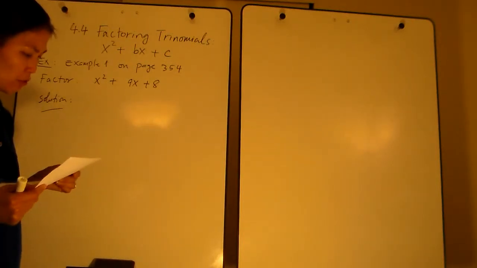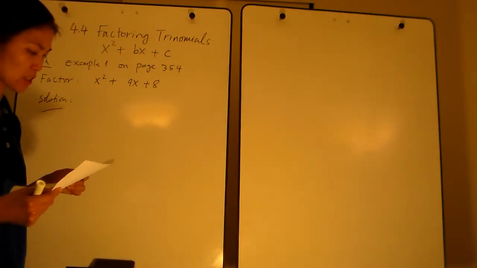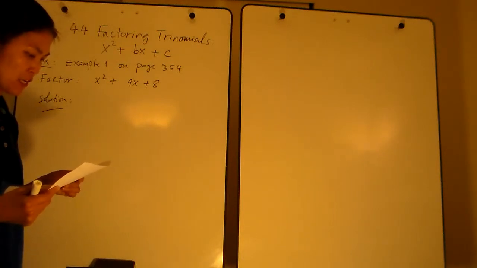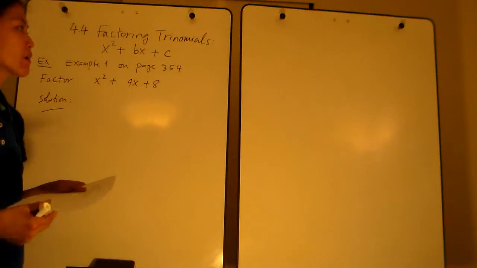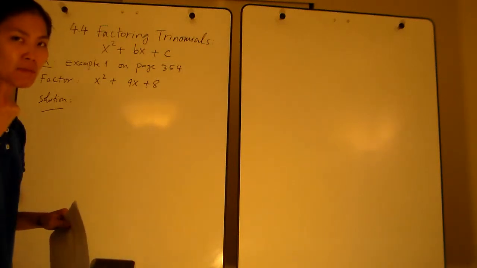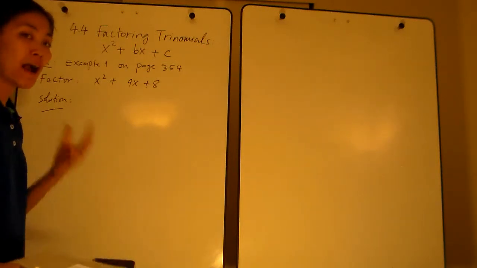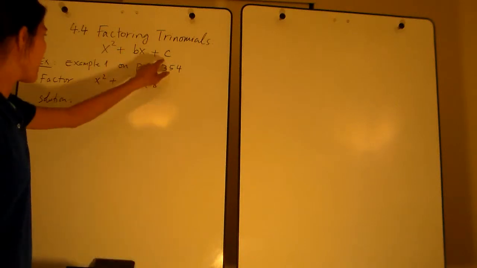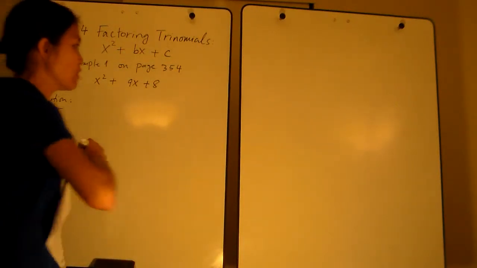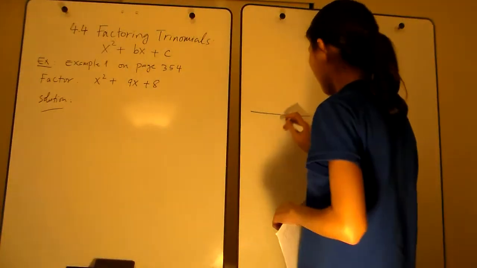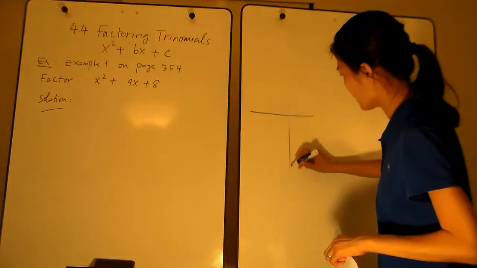Number two, use a trial and error procedure that looks for factors of c whose sum is b. So we look for factors. That means something times something, okay? That means the factors of c. What is c? C is the constant term, which is 8. So we look for factors of c. So let's see.